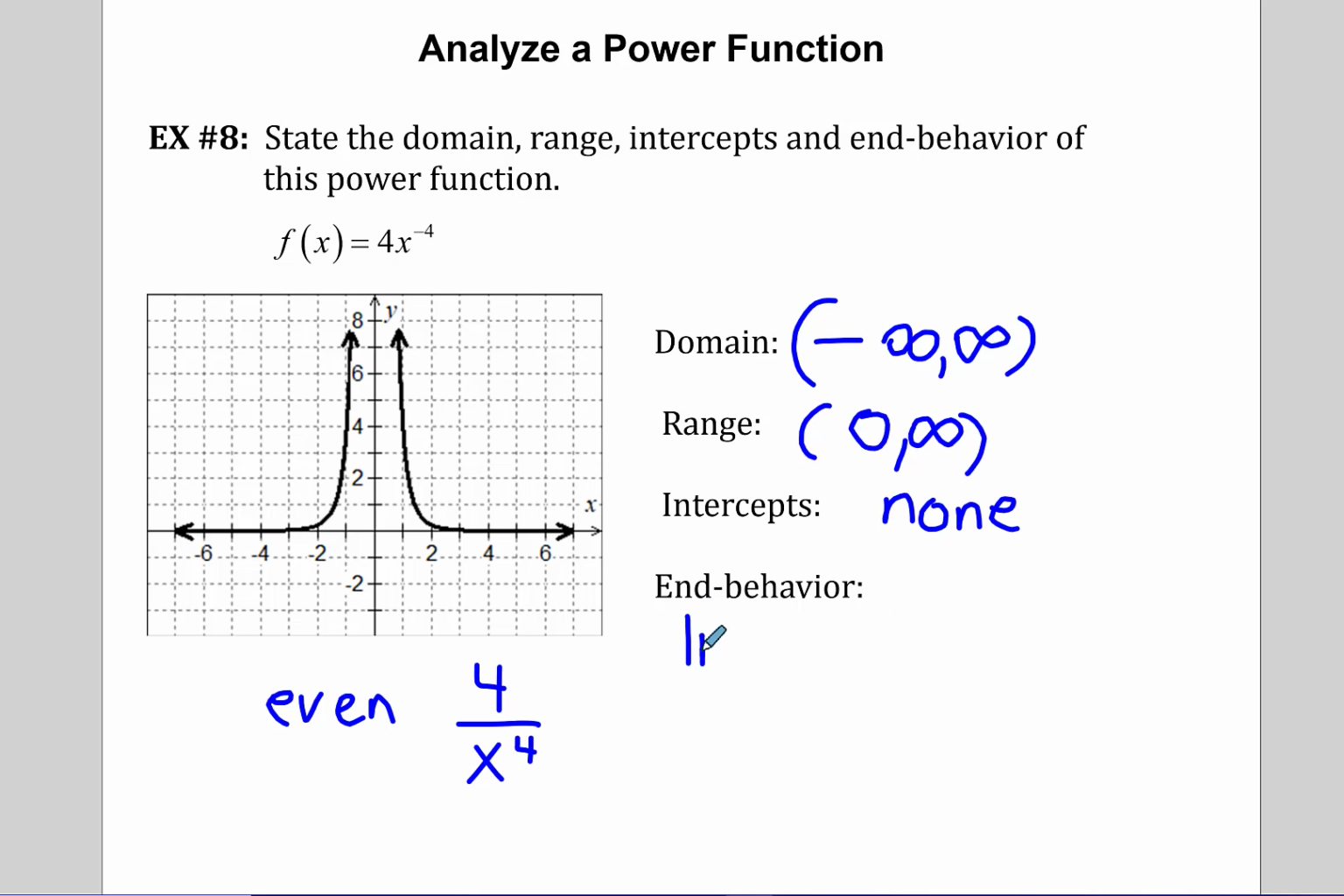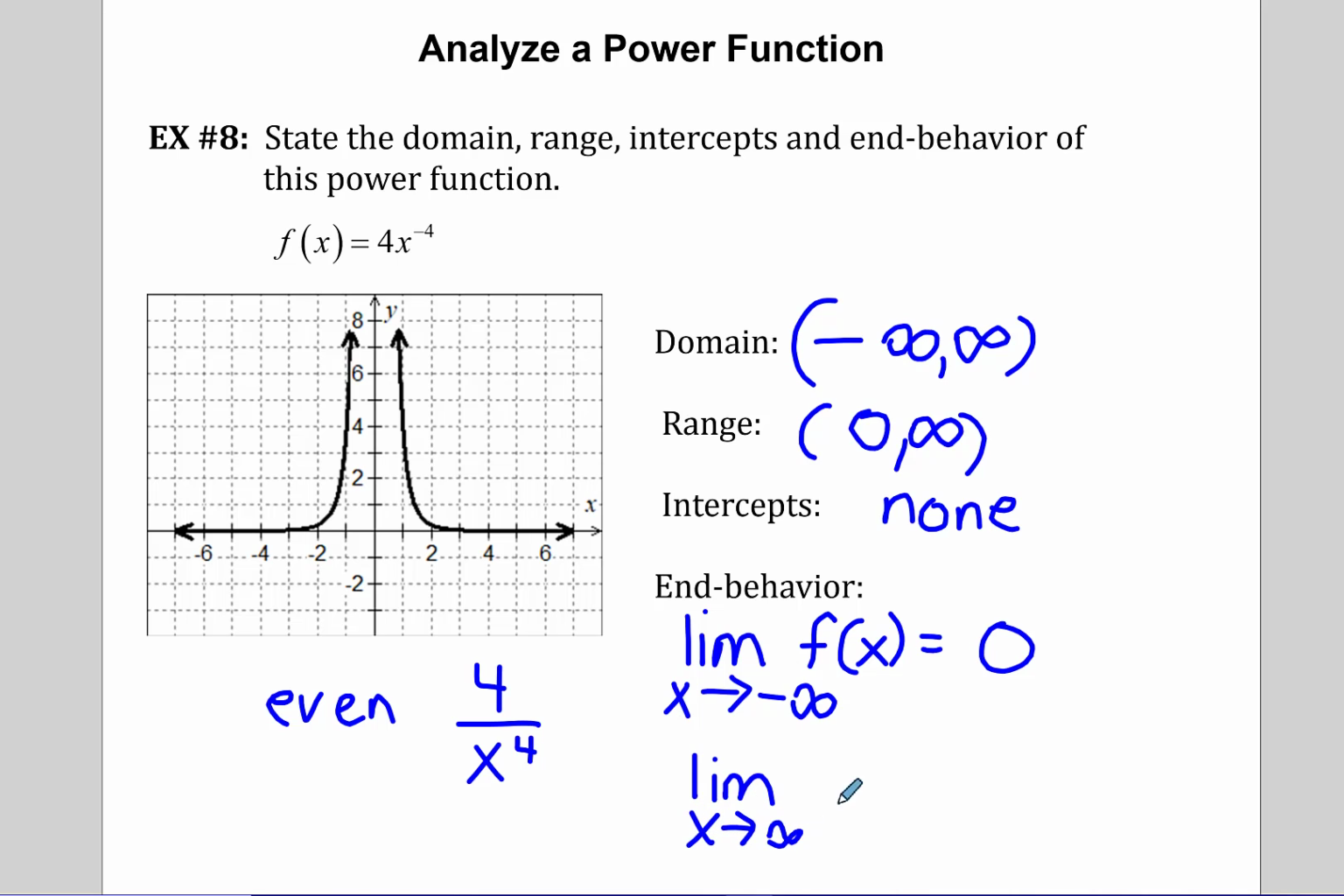And then if you wanted to, you could also use our limit notation. The limit as x approaches negative infinity on that function f of x is heading to 0. And the limit to the right on the function is likewise heading to 0. That's how we know the function is bounded below.